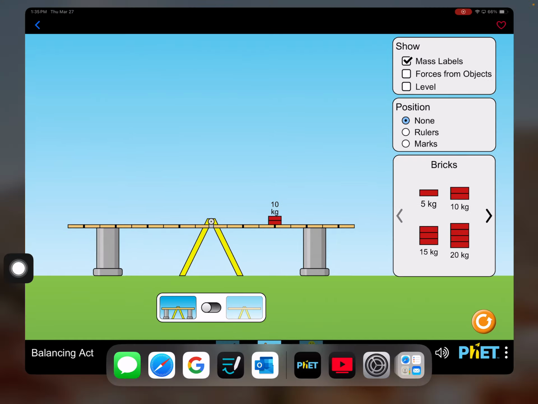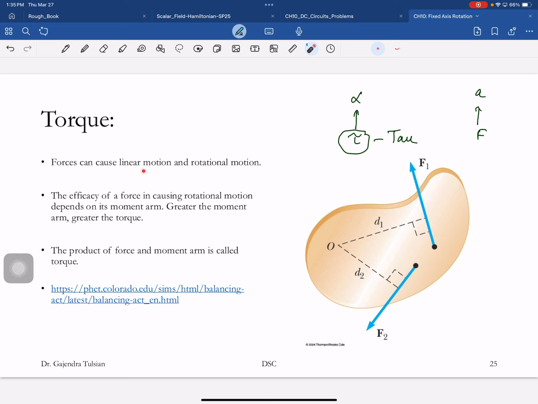All right, so forces can cause linear motion and rotational motion. So this force can cause rotational motion. Okay, so in this object there, the object is fixed to rotate about this axis, and this will make the object rotate counterclockwise. This force will make it rotate clockwise. The efficacy of a force in causing rotational motion depends on its moment arm.